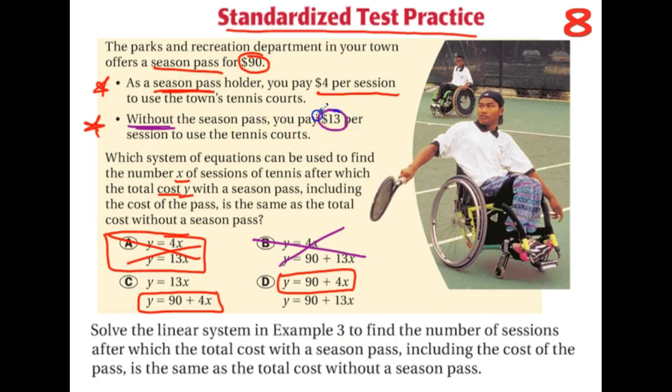Without the season pass, you have to pay $13 per session. There is no one-time fee because you're just coming to use it every single time. So this one is just 13 times the number of times you're coming, x. So our answer would be C. This one looks correct because you have to pay the $90 plus 13 per session. But if you're not a member, you don't have to pay the membership fee, so that one part would not be included. So your answer would be C.